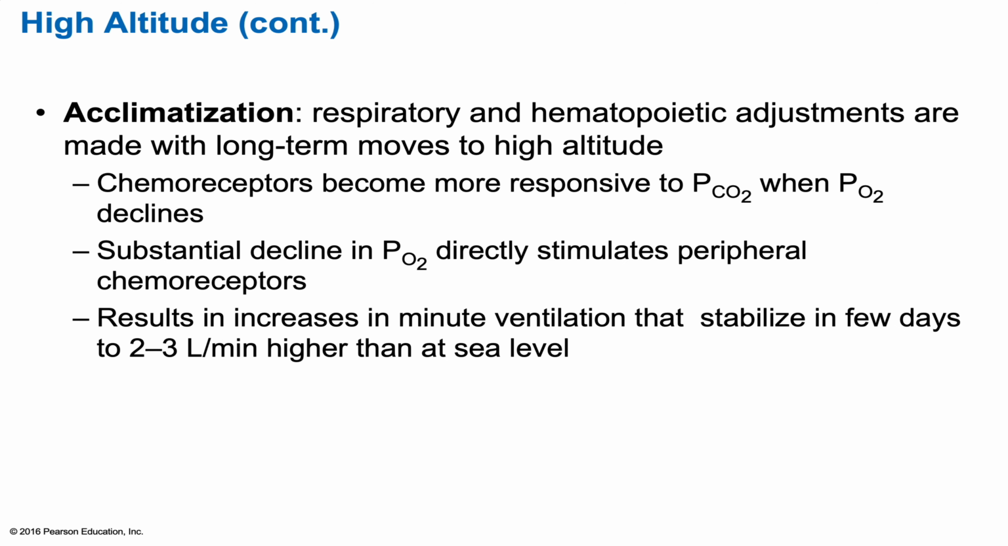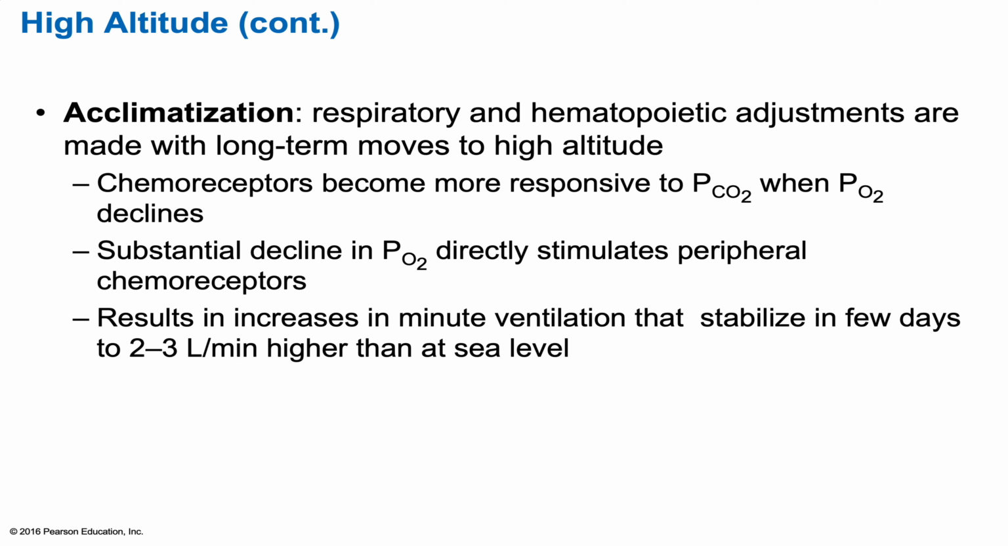When you move on a long-term basis from sea level to the mountains, your body makes respiratory and hematopoietic adjustments via an adaptive response called acclimatization. So decreases in arterial oxygen saturation levels cause the peripheral chemoreceptors to become more responsive to increases in carbon dioxide. And a substantial decline in oxygen directly stimulates them. As a result, ventilation increases as the brain attempts to restore gas exchange.